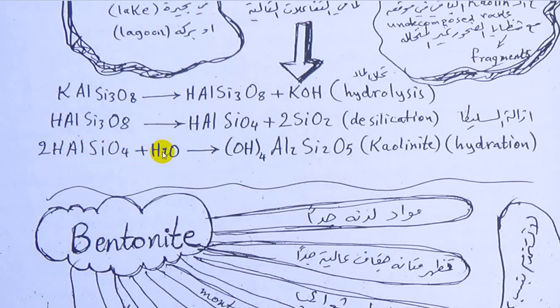The 2 is going to be added exactly here for the HAlSiO4 just by association to the H2O, as you can see. So this is resulting in the following compound. The following compound is going to be associated to the following composition, as you can see, OH4.